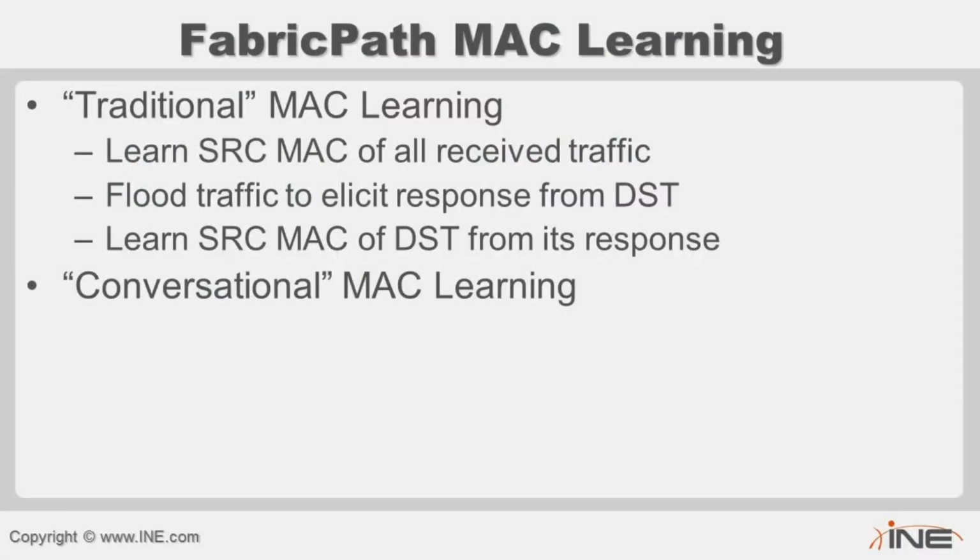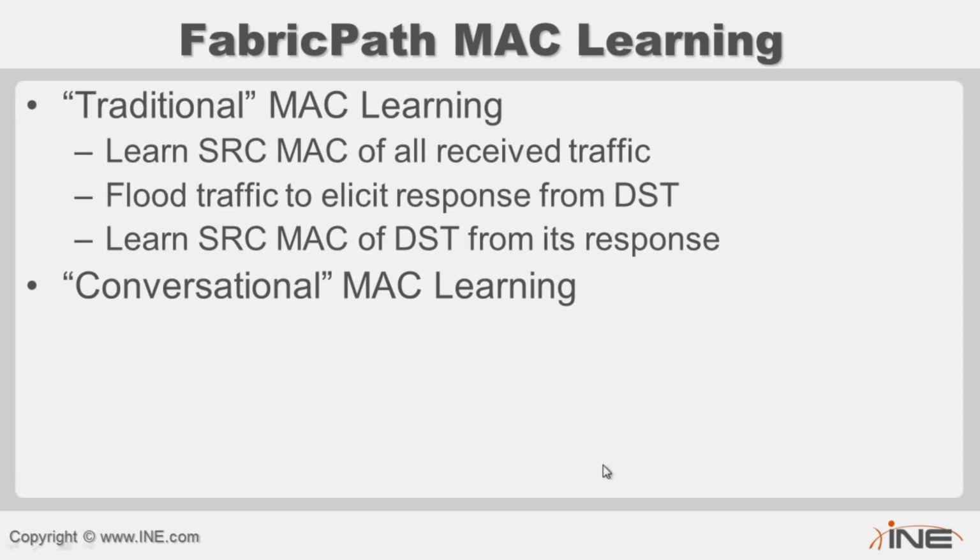Now conversational MAC learning is not necessarily specific to FabricPath, but it was first introduced with this feature, and it's going to change a little bit the way that these switches insert the source MAC addresses into their CAM tables. Because ultimately, after the IS-IS control plane is exchanged, we're still doing layer 2 switching. So we're not using IS-IS to advertise the MAC addresses. We still need normal layer 2 flooding, but what is going to change is how we actually learn the MAC addresses once they are flooded.